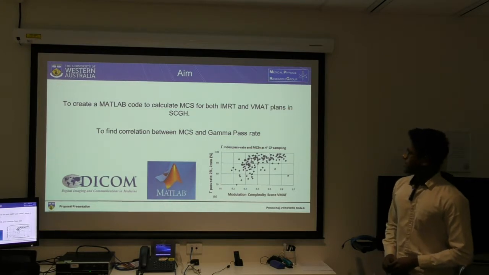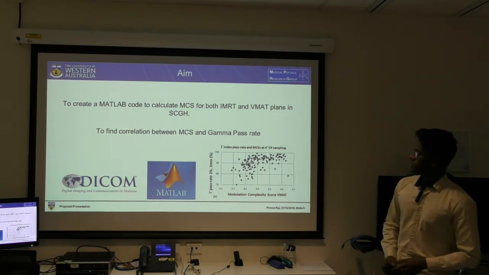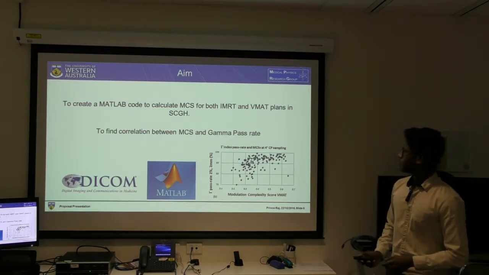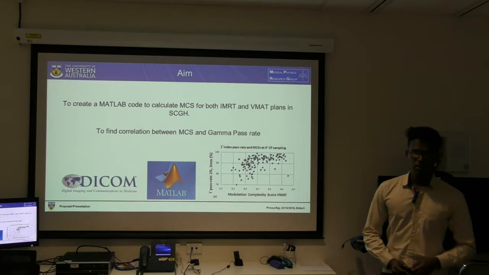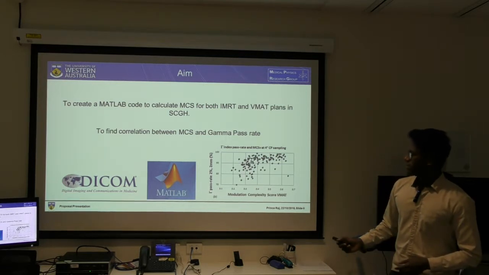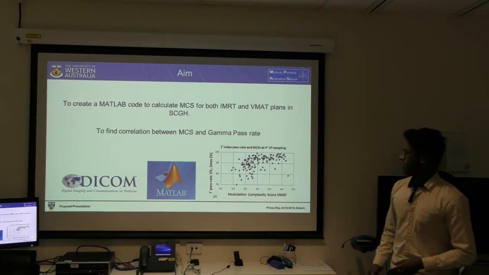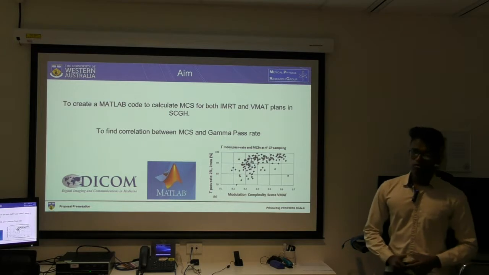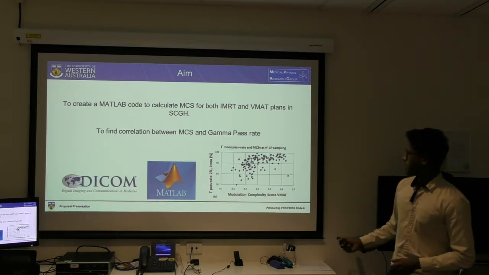So the primary aim of this project is to create a MATLAB code to calculate MCS for both IMRT and VMAT plans in the Charles Gairdner Hospital. I'll be using DICOM files, and then I'll be using MATLAB. The secondary aim is to find a correlation between MCS and gamma pass rate.